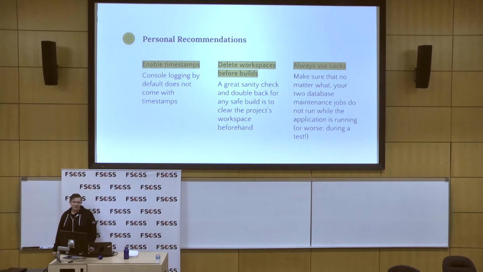Another would be to make sure to click the option to delete your workspace before builds. This is a great sanity check, and it really lets you make sure that whatever you're building is exactly what you want, and it's cleanly what you want. And it doesn't include any old artifacts or any old code that will influence your output. And then my last one is just always use locks. Just always use locks. If you have two operations that cannot happen at the same time, I don't care if you're 100% confident that there's no way they could be triggered at the same time, just make sure that they don't.